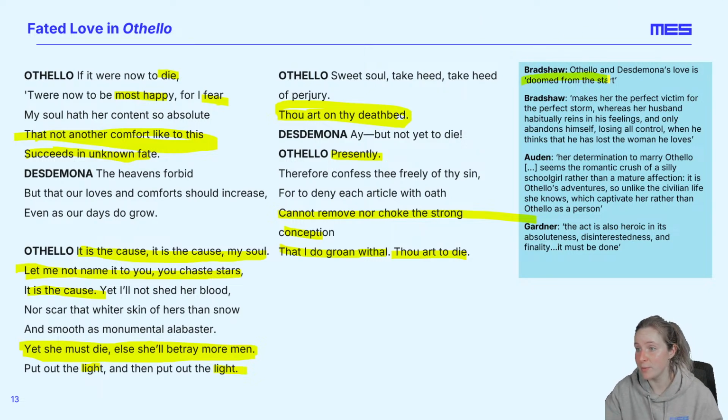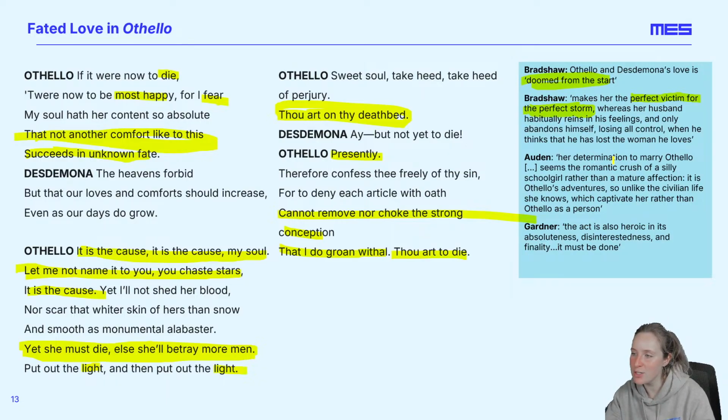Bradshaw says their love is doomed from the start. Also says, makes her the perfect victim for the perfect storm, wherein her husband habitually reins in his feelings and only abandons himself, losing all control when he thinks he has lost the woman he loves. So essentially, Desdemona being naive and not being able to really understand her husband because she's too young and inexperienced means that she's the perfect victim for the fact that when he loses control, she'll essentially provoke him into killing her, or her responses will be all wrong and she'll definitely die. She won't know how to defend herself or know what he's talking about, so she's doomed.